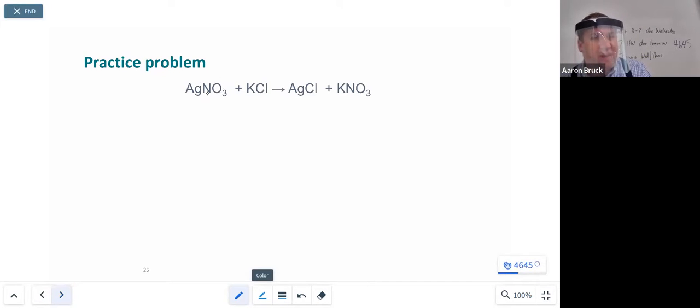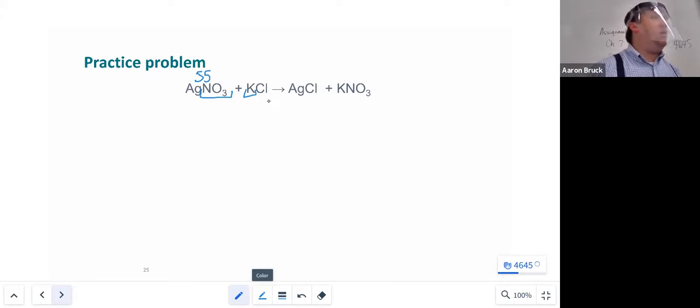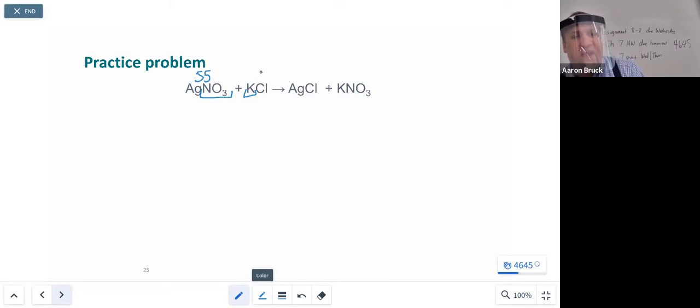So silver nitrate. By virtue of this nitrate ion, we know nitrate ions are always soluble in water. We know that silver nitrate is a soluble salt. Potassium chloride, by virtue of that potassium ion, all of our alkali metal ions, all of those in the first group of the periodic table are soluble in water. Potassium is in that first group, so potassium chloride, also soluble.